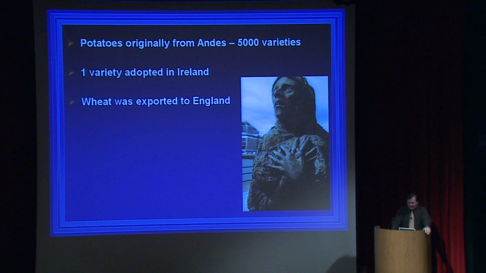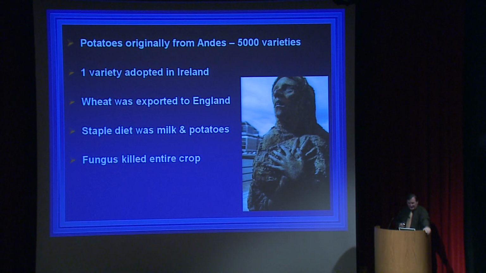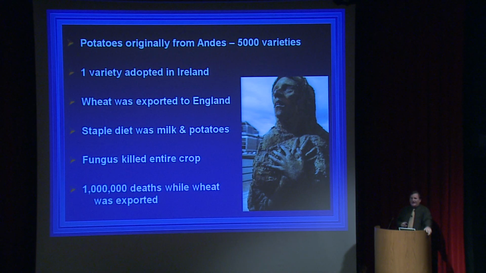Wheat was grown in Ireland at the same time of the famine, but it was exported to England. The staple diet in Ireland was milk and potatoes, but a fungus came about that this particular strain of potatoes was vulnerable to, and it wiped out almost the entire potato crop, leading to vast problems with famine. And 1 million people died in Ireland while wheat was being exported to England because of economic conditions.